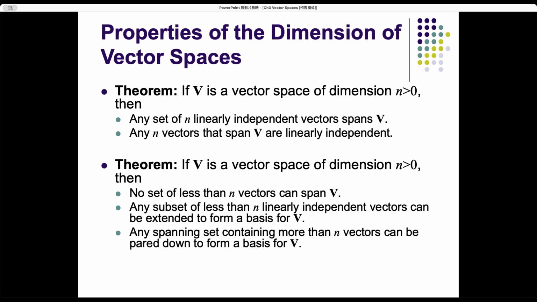So this argument can continue until what? Until this spanning set contains exactly n vectors. At that time, these n vectors must be linearly independent according to the theorem that we proved earlier. So this is the process. Basically, if we have a spanning set greater than n, we can get rid of some of them to form a basis for V.